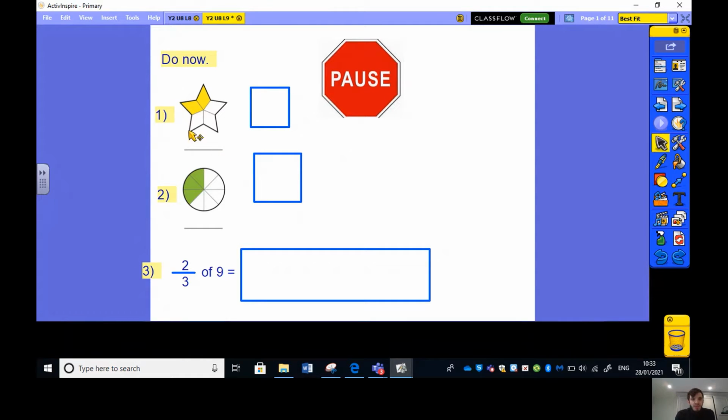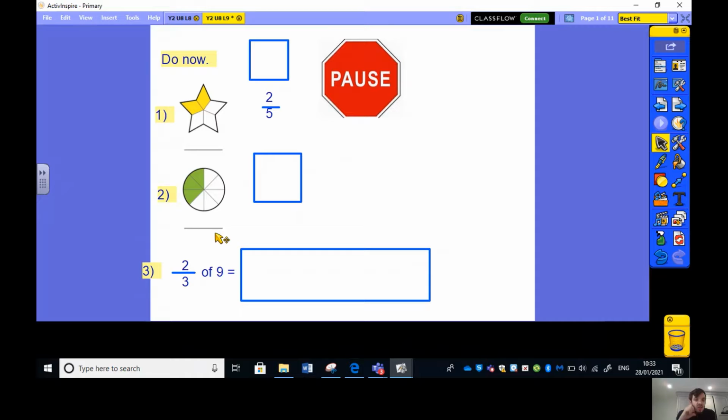So what fraction of this star has been shaded? Well, I'm going to write the denominator first, and the bottom number, the denominator, tells me how many equal parts I have. I have 1, 2, 3, 4, 5 equal parts. So my denominator underneath my vinculum will be 5. How many have been shaded in? Because that will tell me my numerator, my top number, 1, 2. Therefore, 2/5 of the shape has been shaded in. The whole shape has not been shaded in. 2/5 of the shape have been shaded in.